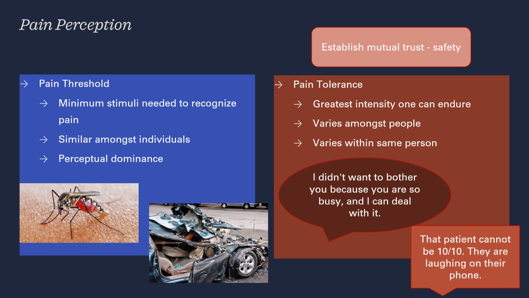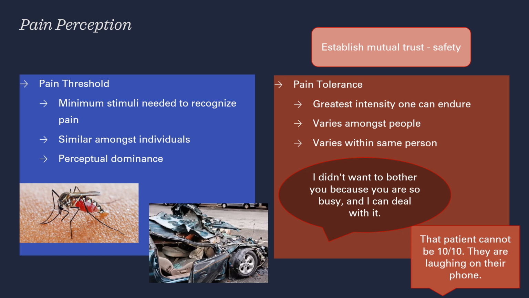I'm sure that you've heard the situation of, well, that patient says they have 10 out of 10 pain, but they're laughing and they're on their phone. Or maybe you've heard of the patient who says, I don't want to bother you for pain medication because you're so busy and I can deal with the pain. These are both examples of situations where trusting relationships can be established and better assessment of pain can be obtained, leading to potential better outcomes.